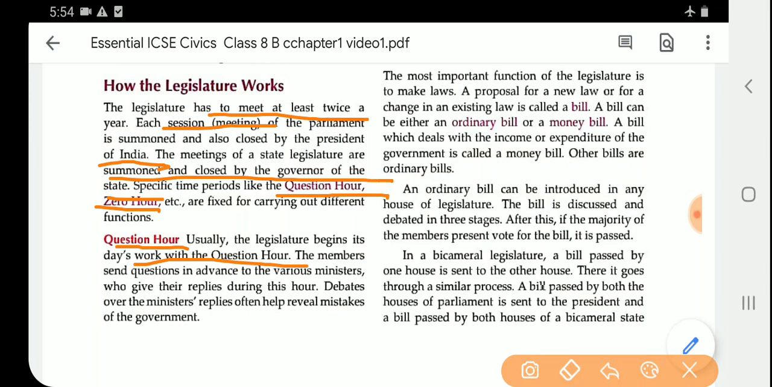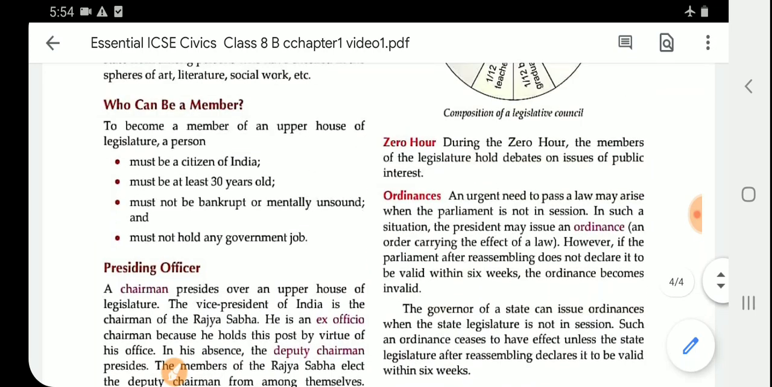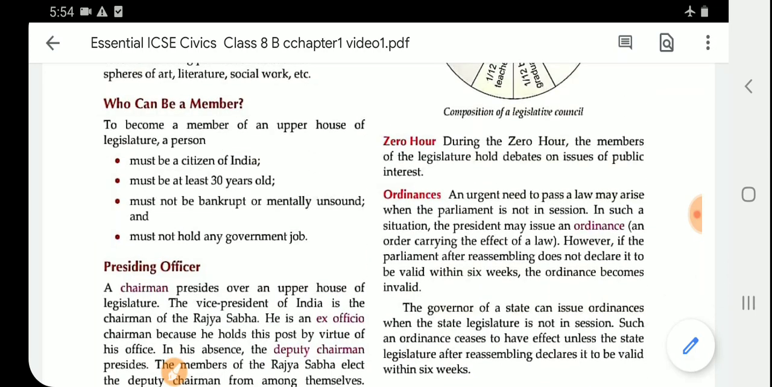Now the second point is Zero Hour. During Zero Hour, what do they have to do? They have to hold debates on issues of public interest. The ministers reply to the questions sent in advance, and in Zero Hour they hold debates on issues of public interest.